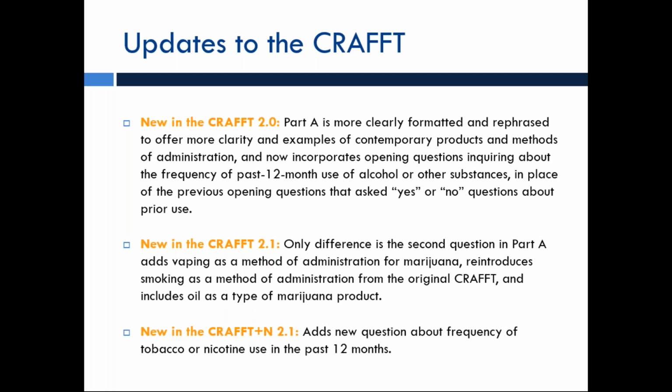New in the CRAFFT 2.1, so really the only difference is the second question in Part A adds vaping as a method of administration for marijuana. It reintroduces smoking as a method of administration from the original CRAFFT and includes oil as a type of marijuana product. So again, you can see that it's updating it so that it has the most recent methods of administration. And new in the CRAFFT+N 2.1, it adds a full question in Part A about the frequency of tobacco or nicotine use in the past 12 months. Very important with the rise of the use of e-cigarettes among youth.